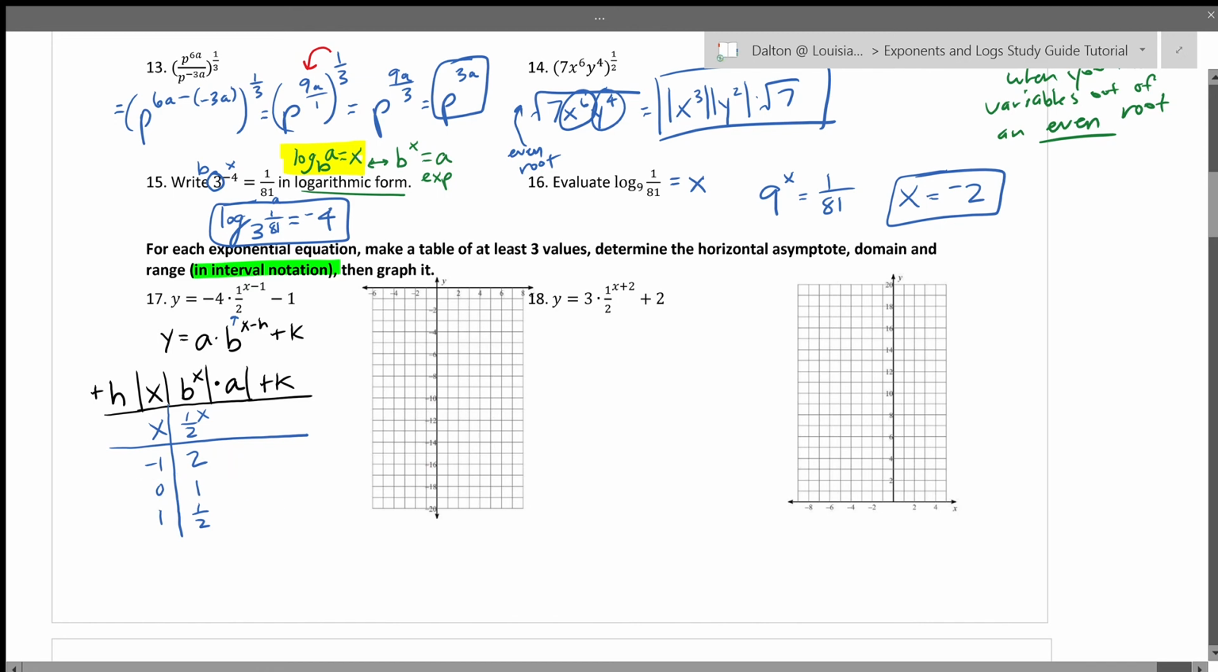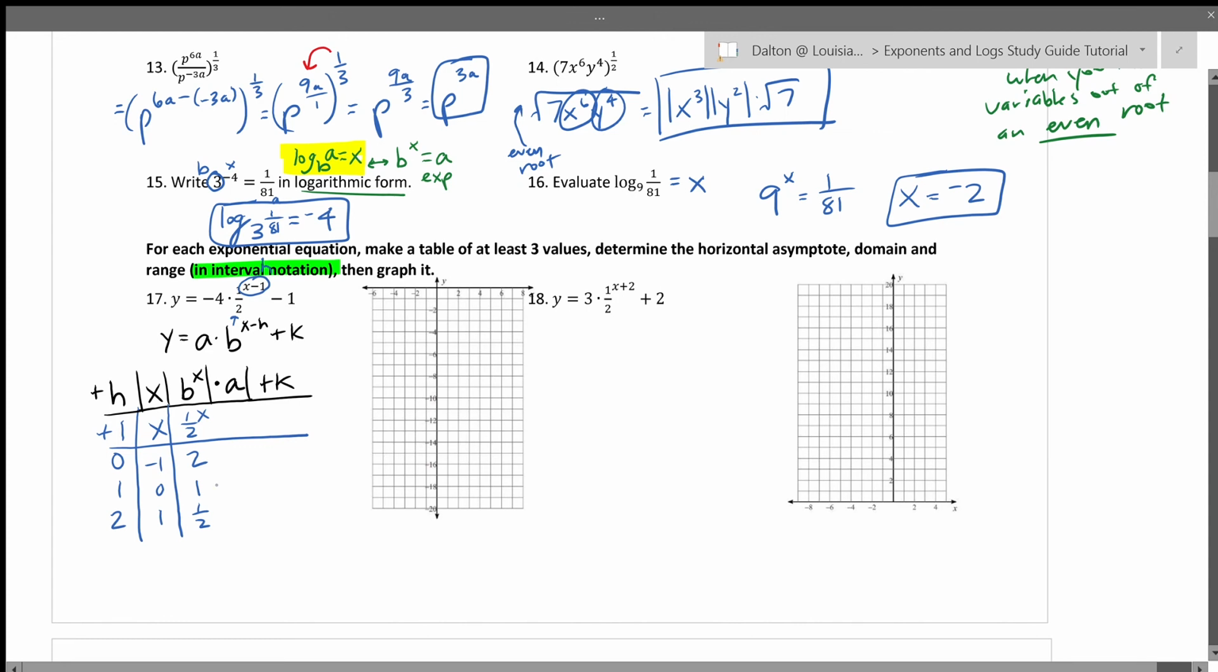And then from here, I like to go ahead and add h. Since we have x minus 1, that actually means h is going to be plus 1. So we're going to add 1 to all of these x values. -1 plus 1 is 0. 0 plus 1 is 1. 1 plus 1 is 2.